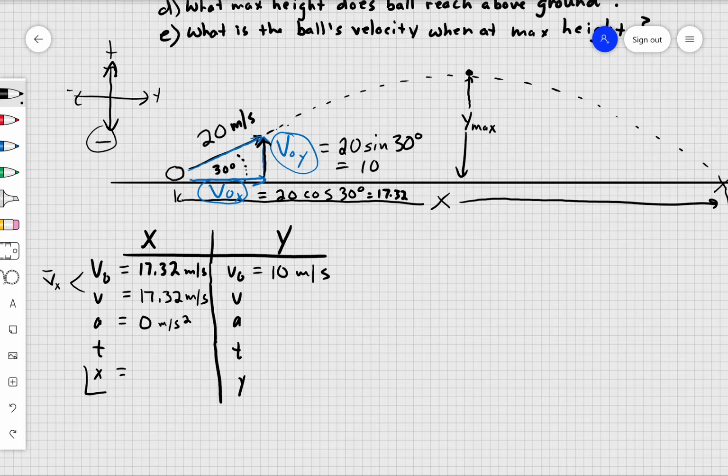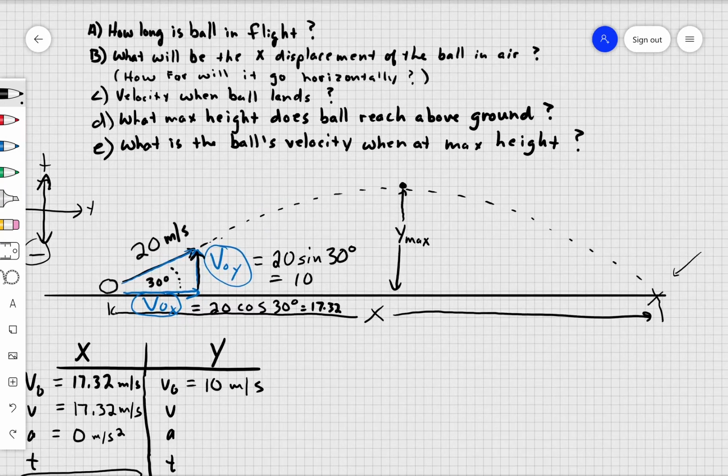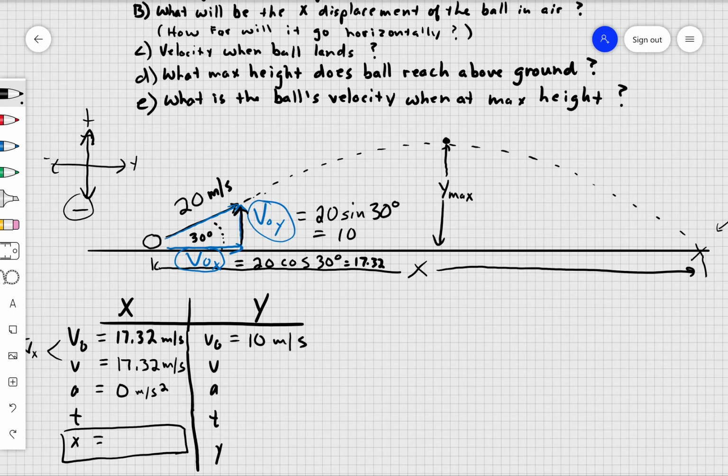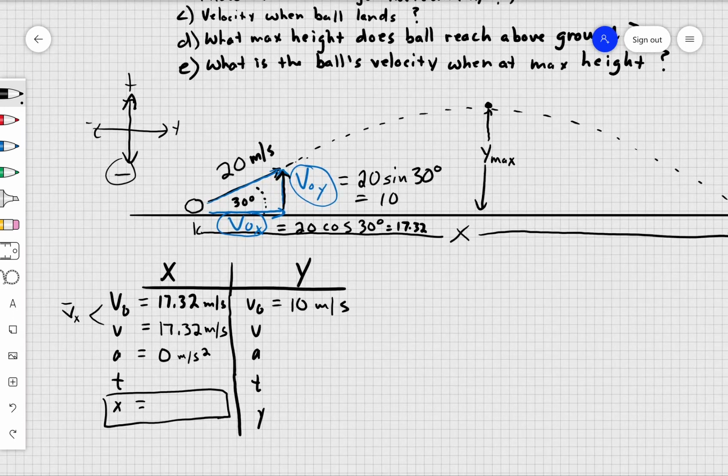x, we don't know. We're looking for that. That's what was asked for in part B, the x displacement. t, we don't have enough information in our x dimension to find the time in flight. So let's look at our y dimension.